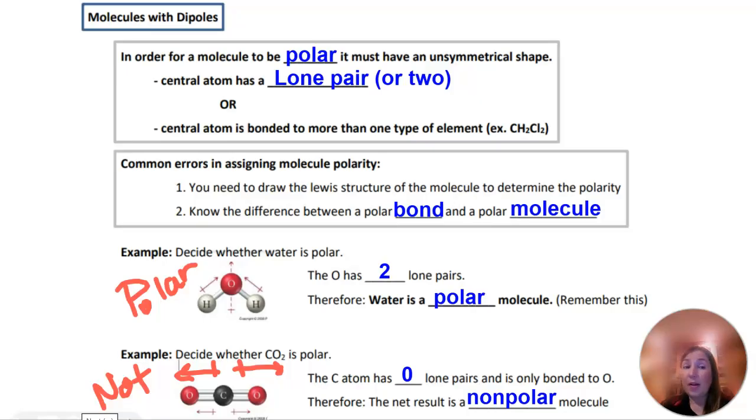So now you know how to figure out if bonds are polar and if molecules are polar.